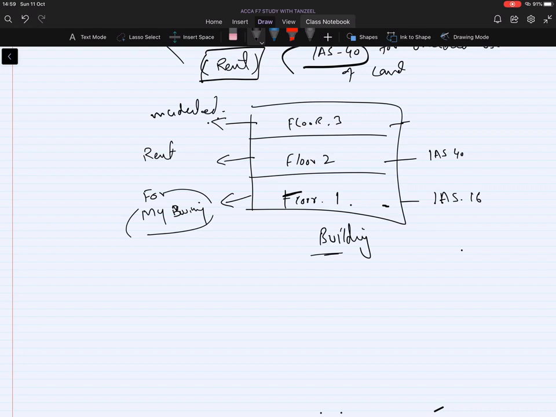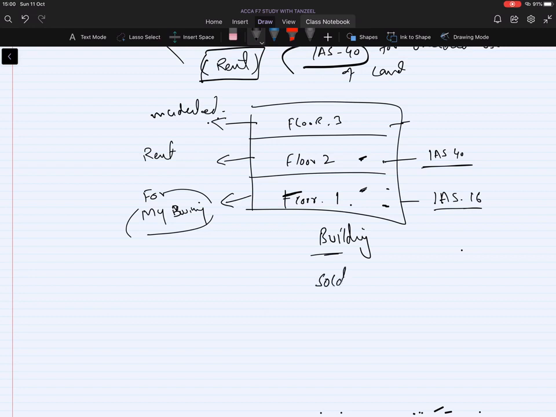If you have a separate lease for these two, or if these two can be sold separately, if these two conditions are met, then you can apply their respective standards. Like floor 1, you can apply IAS 16, and on floor 2 for rent, you can apply IAS 40. But the condition has to be met.